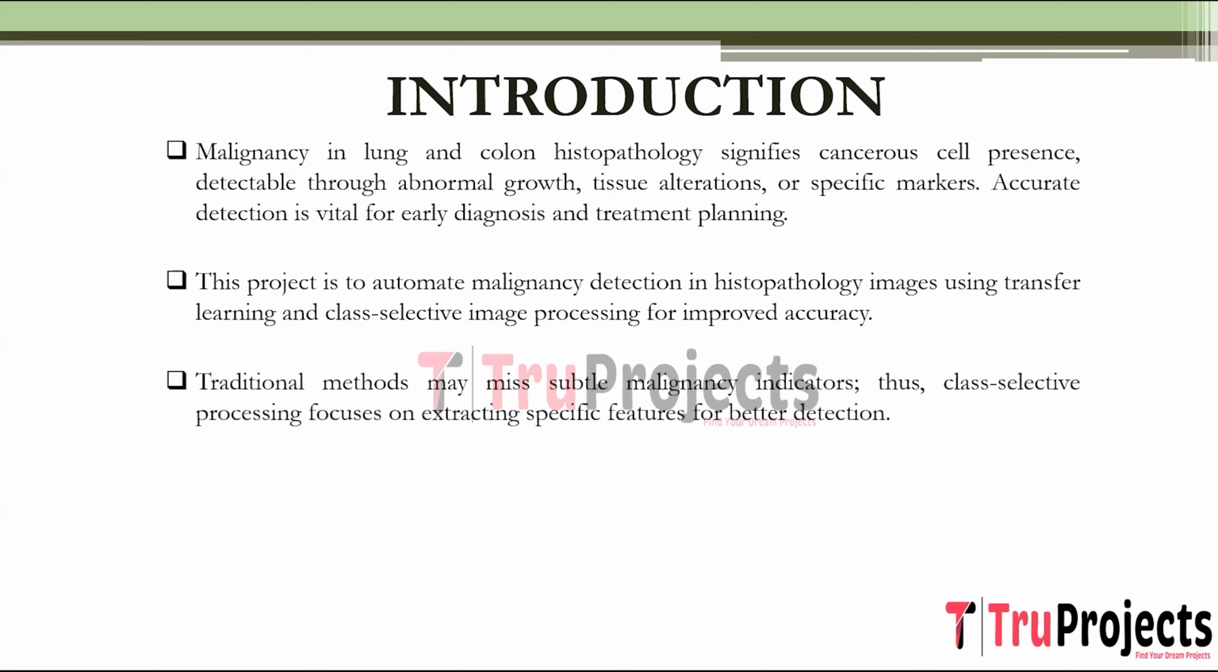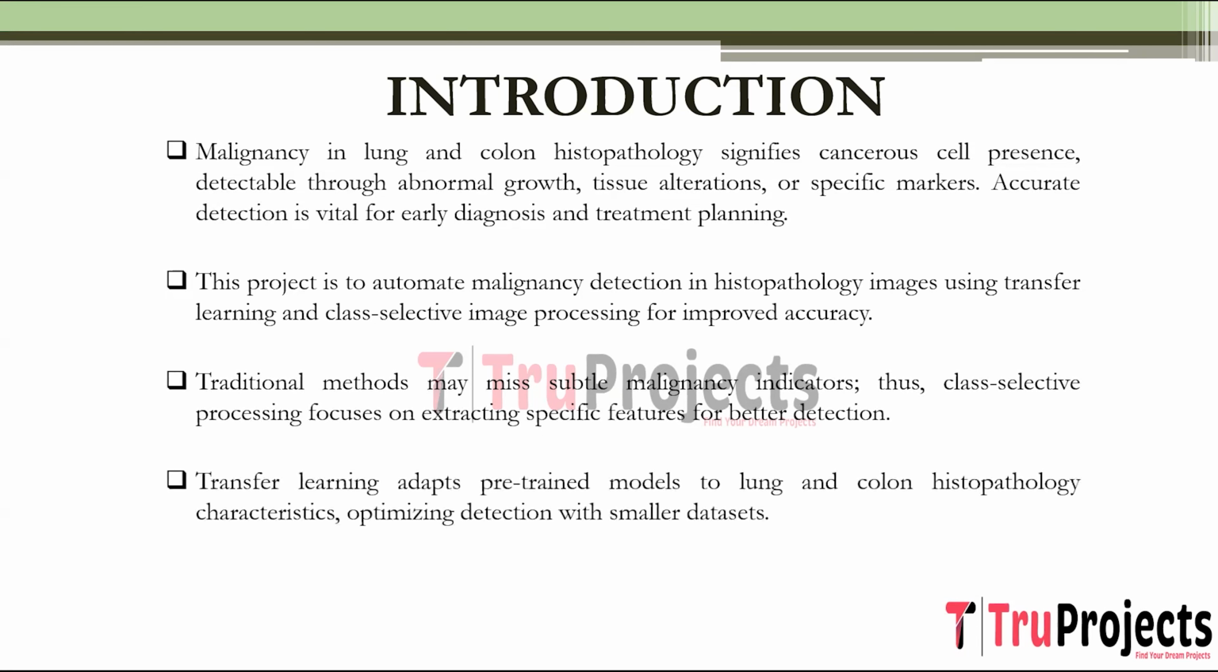Traditional image processing techniques may not effectively capture the subtle features indicative of malignancies in histopathology images. Class selective image processing methods focus on extracting features specific to different classes to improve detection accuracy. Transfer learning involves leveraging pre-trained deep learning models trained on large datasets for a specific task and fine-tuning them for a related task with a smaller dataset. In this project, transfer learning will be applied to adapt pre-trained models to the specific characteristics of the lung and colon histopathology images.